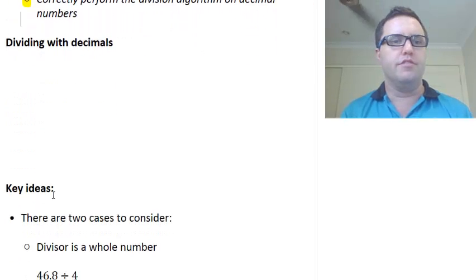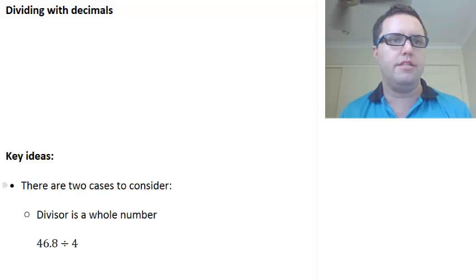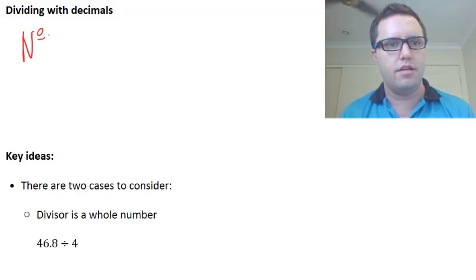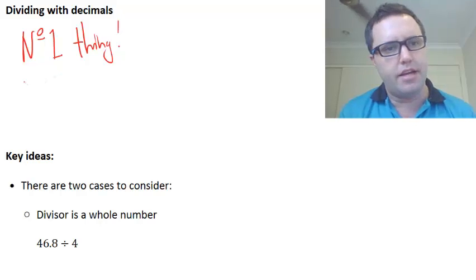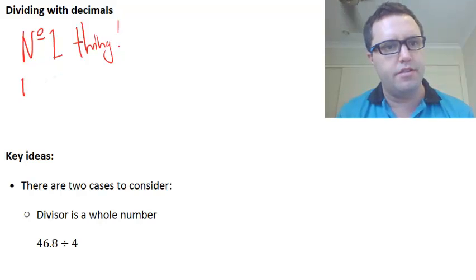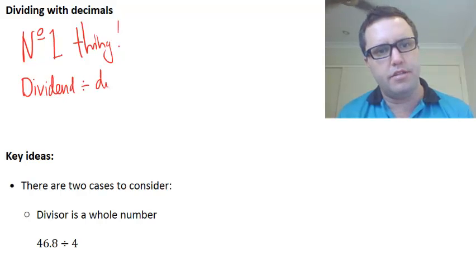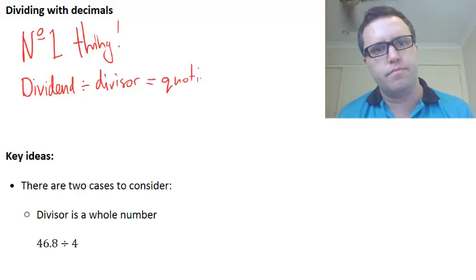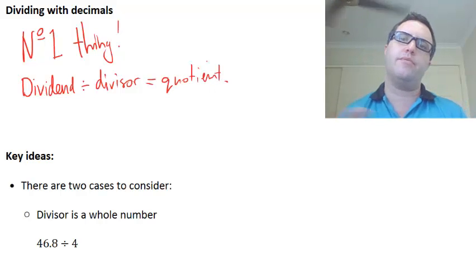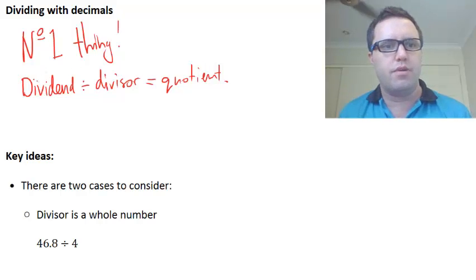Okay, dividing with decimals. So we need to be careful. Let's remember that we have dividend divided by the divisor equals the quotient. That's how we work with our division. This one here is called the dividend. This one's the divisor. This one's the quotient.